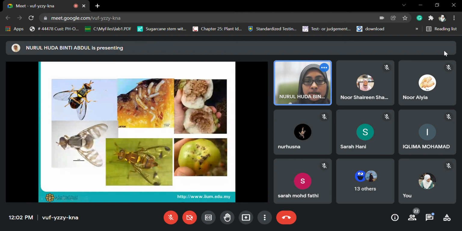Okay, this is the picture. This is very common. You may not see the adult, but the larvae is usually very common. Okay, they have a bright pattern. Some of the species have fully hyaline wing, maksudnya dia transparent, tak ada pattern. Some of it ada patterns. And for the female, they have ovipositor to insert dia punya eggs into the fruits.